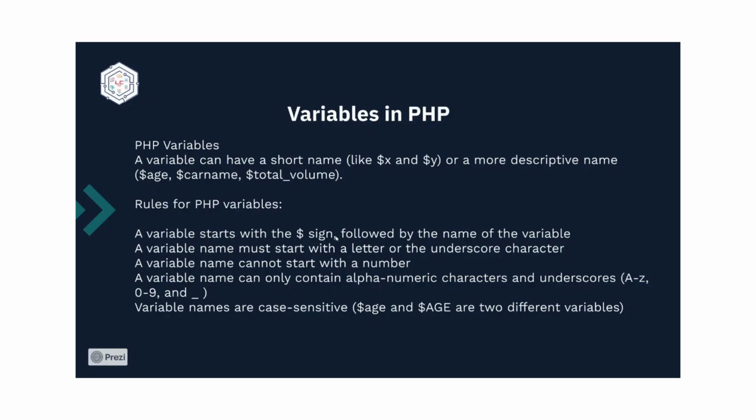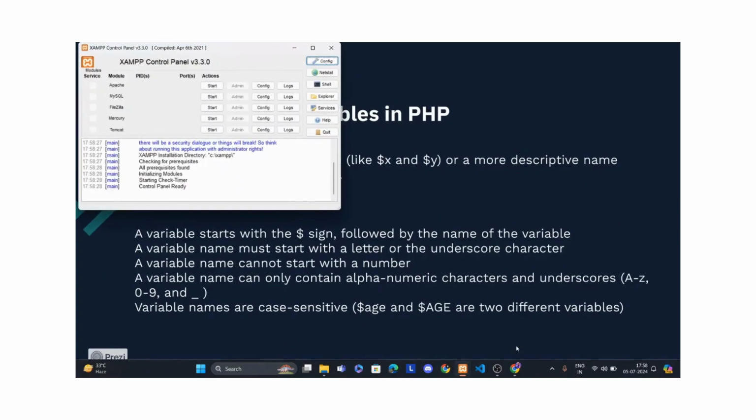Rules of PHP variables. A variable starts with a dollar sign, followed by the name of the variable. A variable name must start with a letter or the underscore character. A variable name cannot start with a number. A variable name can only contain alphanumeric characters and underscores, A to Z and 0 to 9. Variable names are case sensitive: $age and $AGE are two different variables.